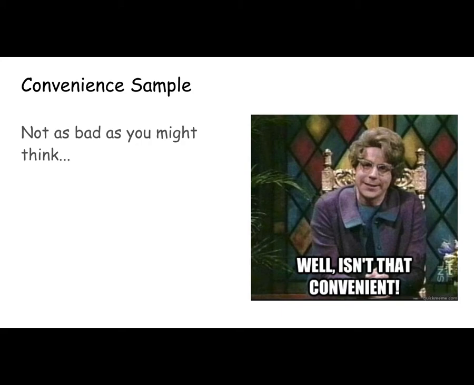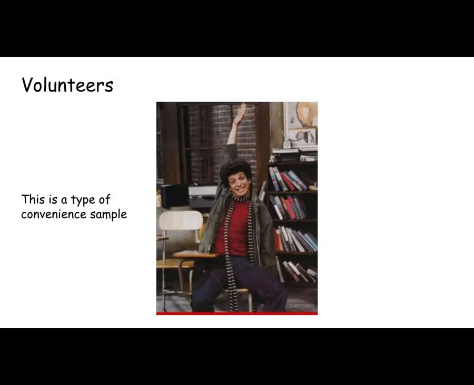Convenience sampling gets a bad rap in research methods classes, but it's not as bad as you might think. It gets used very frequently in research because it is, in fact, convenient. A typical kind of convenience sampling is volunteer sampling. Here you're sending out an email to a mailing list, or you're posting flyers around campus, or you're running ads on the TV and asking people to contact you if they're interested.